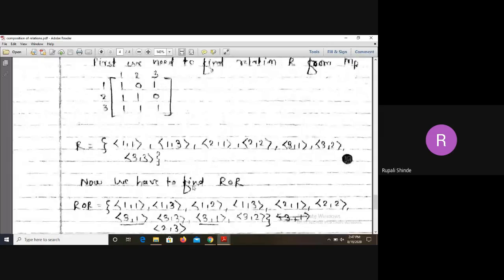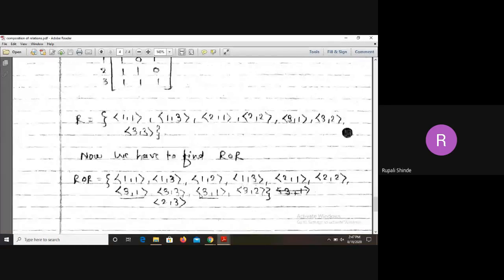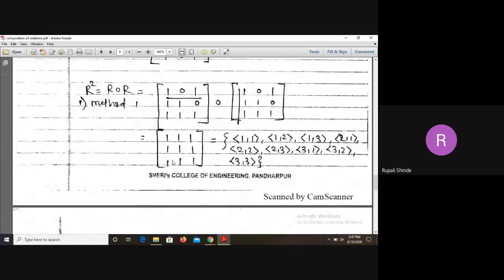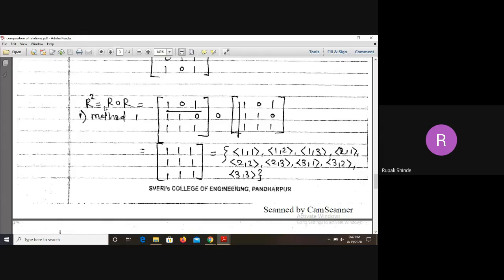Now in order to find R square, we have to take R composition R. The value for this R composition R is ordered pairs 1 1, 1 3, 1 2, 2 1, 2 2, 2 3, 3 1, 3 2 and 3 3. Again from this R composition R we can find a matrix, and that matrix is 1 1 1, 1 1 1, 1 1 1. So in this way we can find R square, that is R composition R.